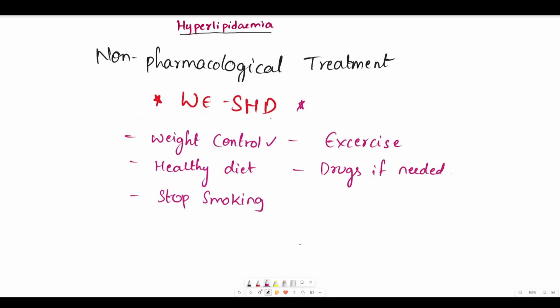Coming back to the non-pharmacological treatment, which generally includes lifestyle modifications. In this condition, just remember the trick WESHD, where W means weight control, E means following regular exercise, S is to stop smoking, H means to follow a healthy diet. That diet should mostly have fiber content, and D means drugs if needed. So even after doing all the lifestyle modifications, if you can't see any improvement, in that condition pharmacological treatment can be used.